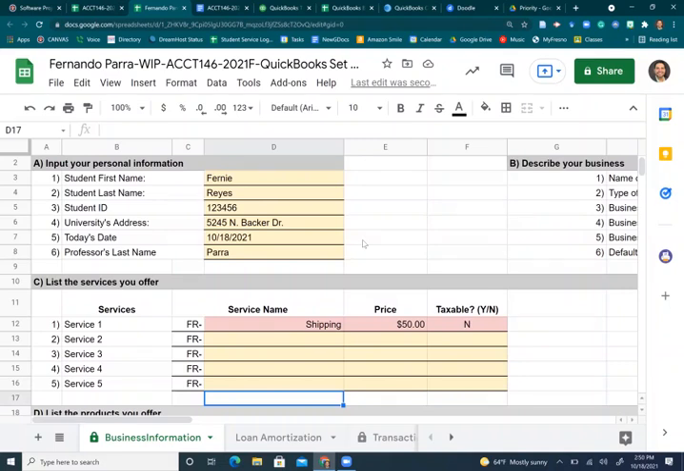Service number 2. So I am doing consulting, so I'm going to say direct consulting by the hour. I'm going to charge $500 an hour, right? Is that taxable? Everybody has their own prices, by the way. Make sure they're not the same. So then I'm going to have in consulting.